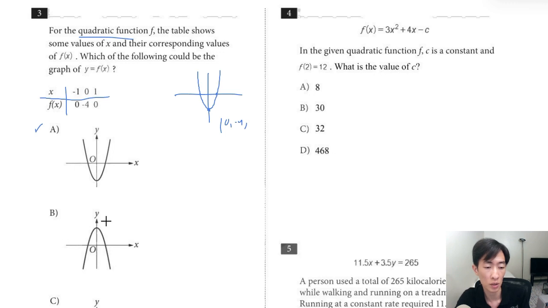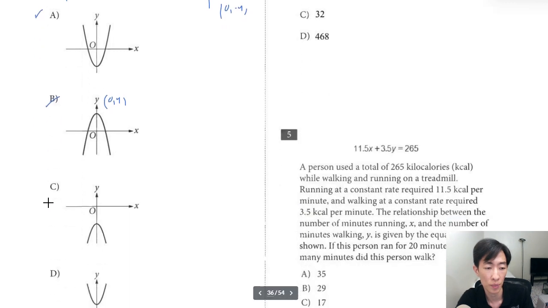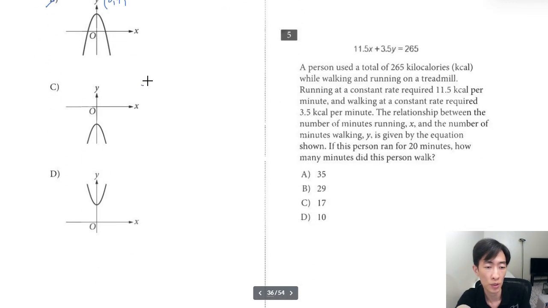Choice B, notice that it's 0, 4, not negative 4, so that's out. Choice C, we don't have the points negative 1, 0, and 1, 0, so that's going to be out. We've got something like 1, negative 5. I don't know what that is. Choice D, we also don't have the vertex. This is 0, 4, and not 0, negative 4. So that's going to be out also.